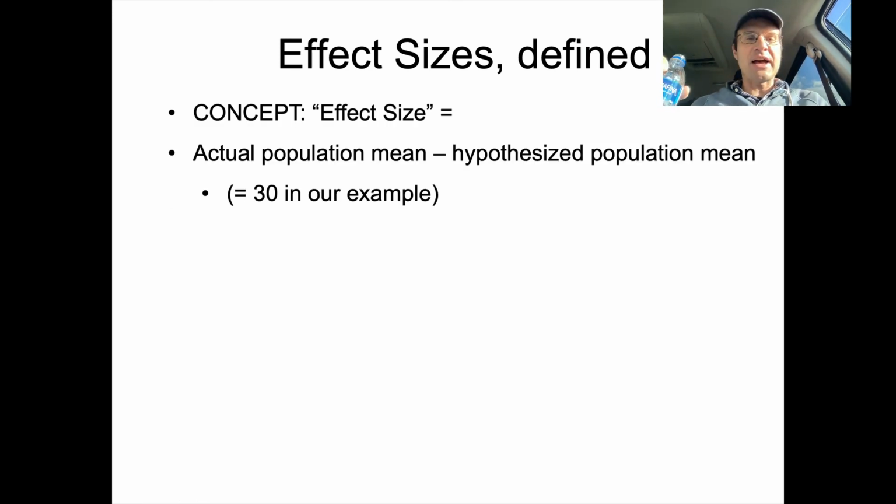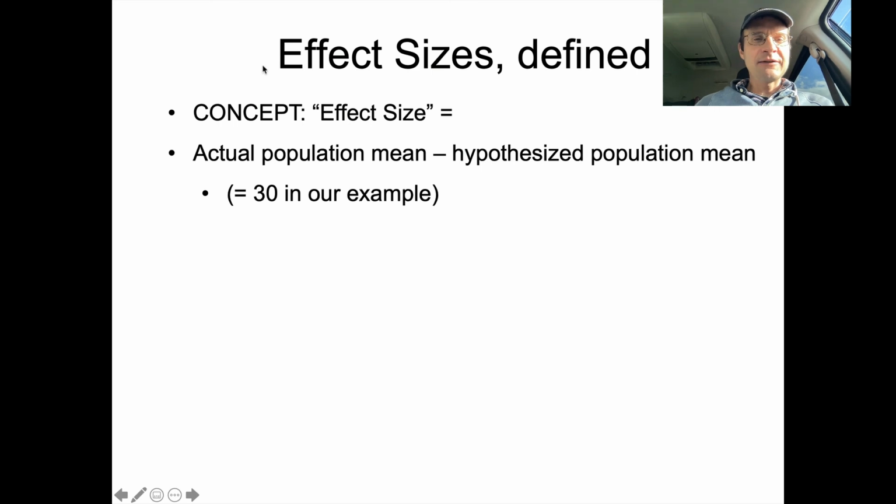So effect size is basically that difference in the two means, the difference between the actual population mean and the hypothesized population mean. In the example we just worked through, that would be 30. In the example from the previous video, that was a difference of about 3. And again, in this case, you won't know necessarily what the actual population mean is.